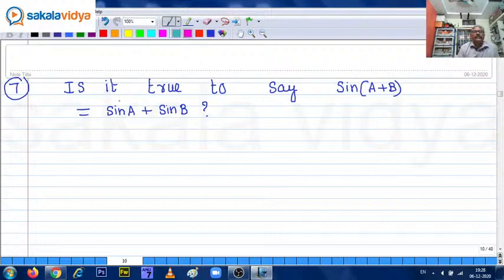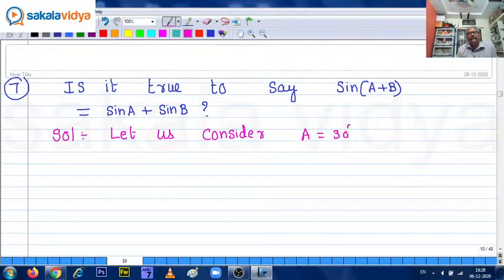Okay, now let us solve it. So let us consider a equals 30, b equals 60. Better you take like this only: a is equal to 30 and b is equal to 60. Only 30, 60 you select.